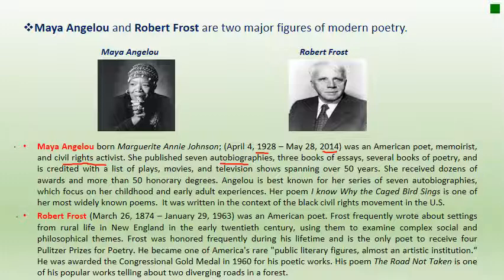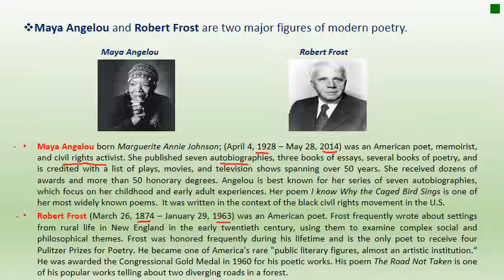Robert Frost, born 1874, died 1963, was an American poet also. Frost frequently wrote about settings from rural life in New England. New England is the northeastern part of the US. That's what they call it, New England. In the early 20th century, using them to examine complex social and philosophical themes.